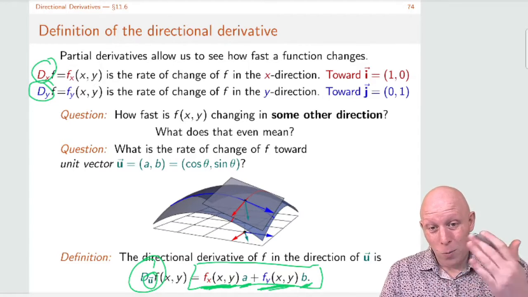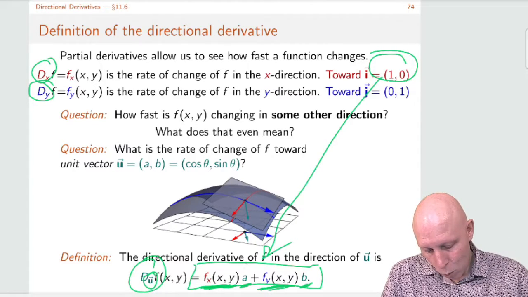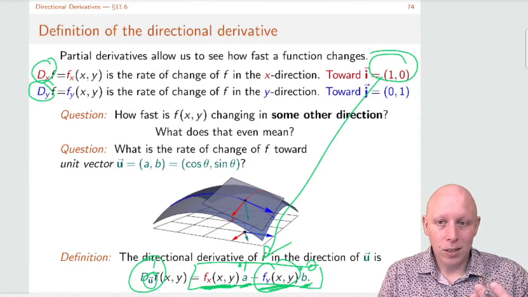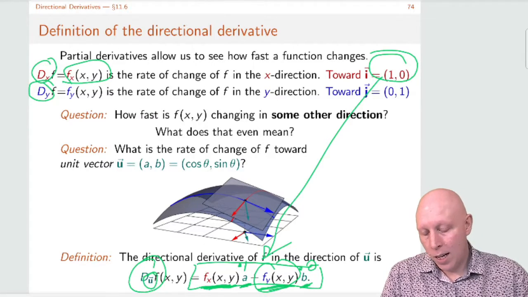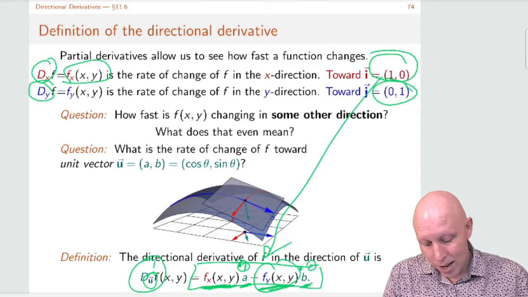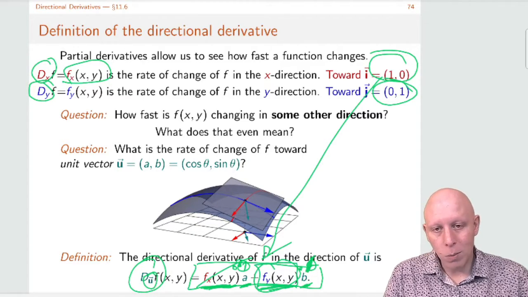And so if we had the vector 1, 0, we plug in the vector 1, 0 here, we would get 1 times fx plus 0 times fy. Hey, that matches. That's actually equal to fx. Similarly, if we have 0, 1, we're going to get fx times 0, so that's not going to contribute, and we get full contribution from fy.